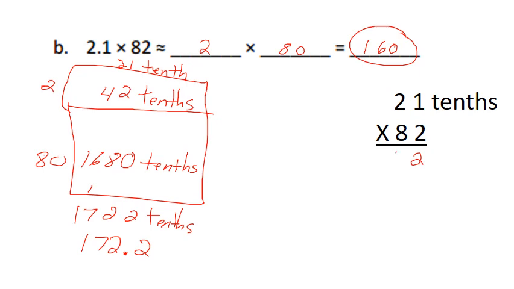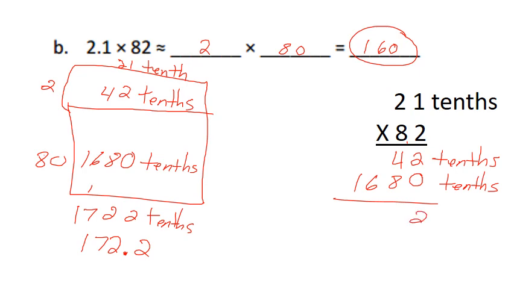Let's look at what the standard algorithm looks like. 2 times 1 would be 2. 2 times 2 would be 4. That's 42 tenths. Notice the same thing we had in our area model. Now we're going to take the 0 out of the 80, and we're going 8 times 1 is 8. 8 times 2 is 16. That's also tenths. When we add them up, that's 12, carry 1, 7, 17, 22 tenths. Now over here, we place our decimal by the estimate. I know that 2 has to go in the tenths place.